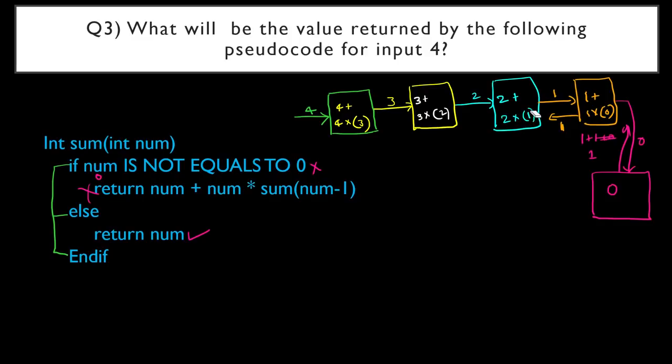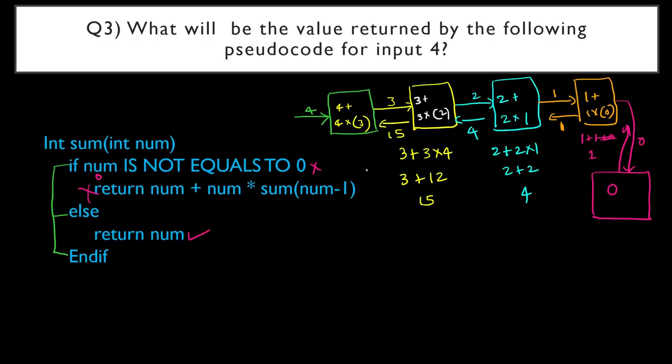If this returns 1 here, this will be the value here. So this becomes 2 plus 2 into 1. That is nothing but 2 plus 2, so 2 plus 2 is 4. So this returns 4 here. When it returns 4 here, this becomes 3 plus 3 into 4. That is nothing but 3 plus 4 into 3 is 12. 12 plus 3 is 15. So this returns back 15.